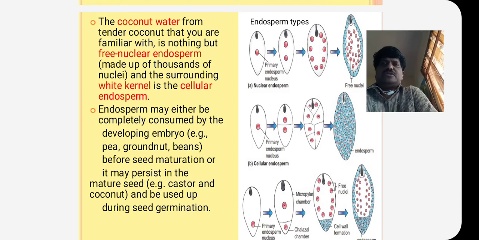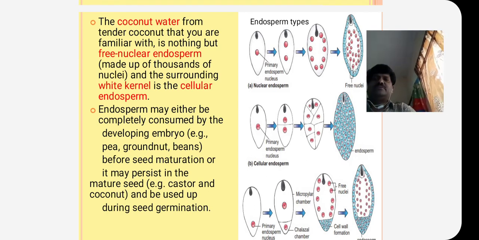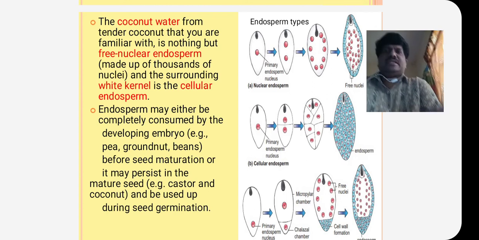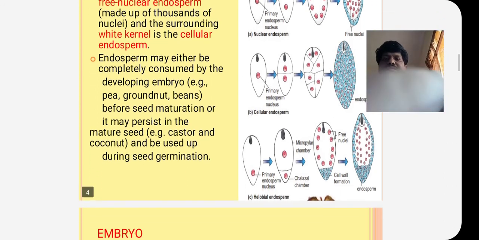The coconut water that you drink is an example of free nuclear endosperm, and the edible white kernel is a cellular endosperm. This endosperm may be completely consumed by the developing embryo before seed maturation, as in pea, groundnut and beans, or it may persist in some mature seeds like castor and coconut. This endosperm can be utilized during germination.